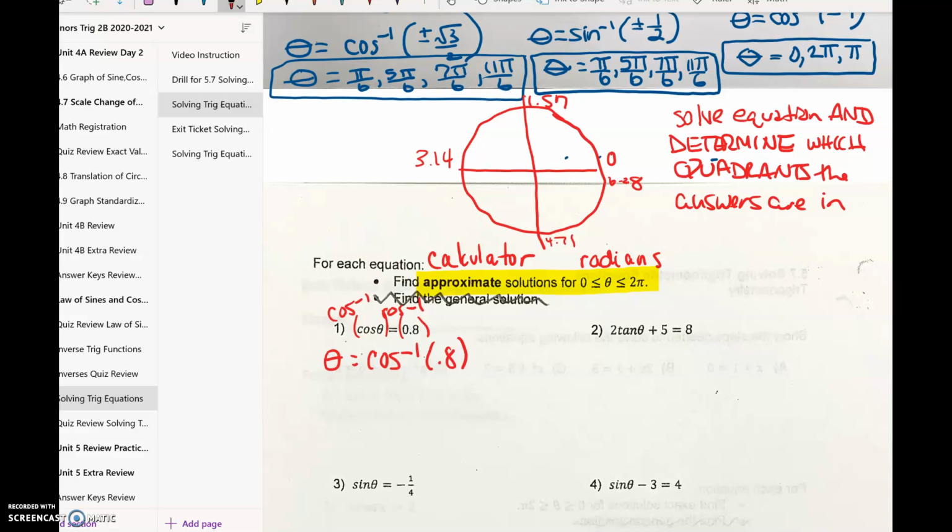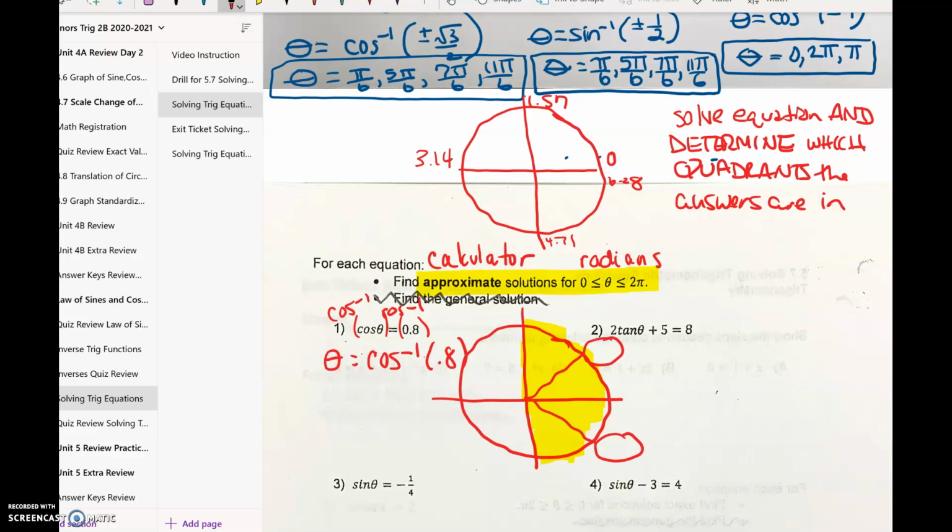As soon as I do that, this is where I need to determine which quadrants my answers would be in. Normally, on the other problems, I would just go to my unit circle and look for where the cosine is 0.8. We don't have this one on the unit circle, so I've got to determine, if it was on the unit circle, where would it be? Well, because the cosine is positive, I know that positive cosines are in quadrants 1 and 4. So I know that I'm going to have a quadrant 1 answer, and I'm going to have a quadrant 4 answer.